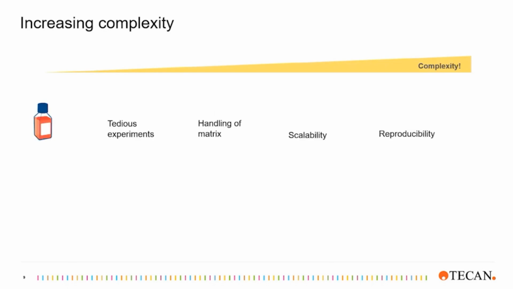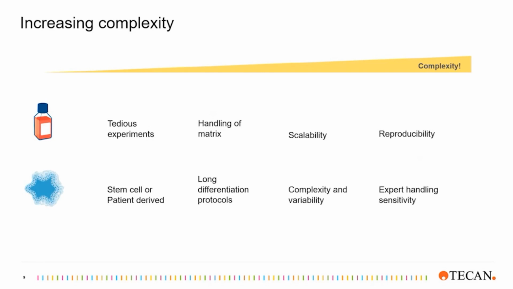And this can be seen at the experimental level with long and tedious experiments and tricky handling of matrix, together with challenges in scalability and reproducibility. And in the case of organoids, this also comes with handling of sensitive or fragile cell populations, such as stem cells or patient-derived cells, long differentiation protocols coming with complexity and variability, and expert handling is needed. The learning curve here is much steeper from 2D cell culture.